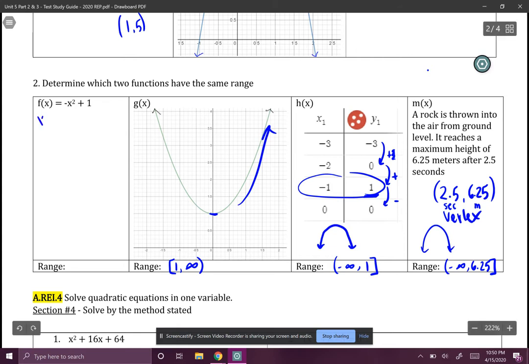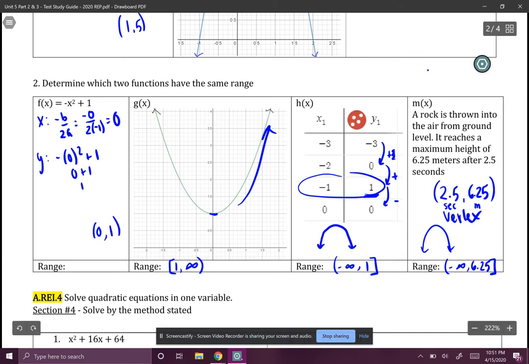Let's find the vertex. Our x would be negative b over 2 times a. Well, this function doesn't even have a b value, so it'd be negative 0 divided by 2 times negative 1, and that just ends up being 0. So right now our vertex is 0 comma some other number. Let's substitute a 0 into our equation. Negative 0 squared just gives us 0 plus 1. 0 plus 1 gives us 1.